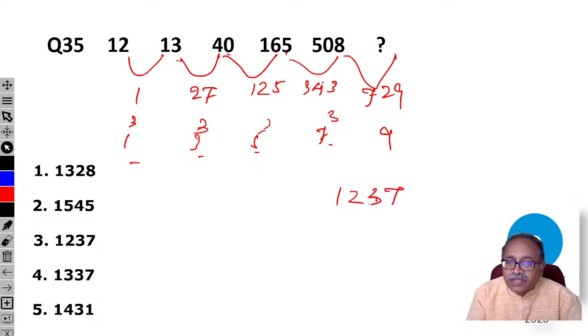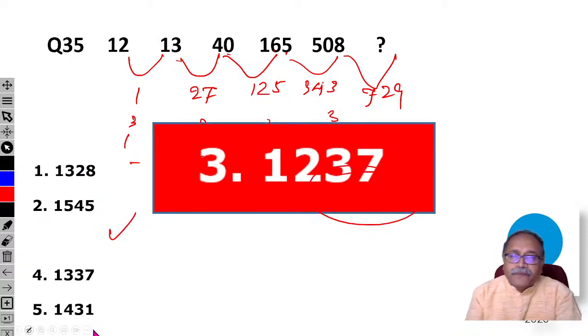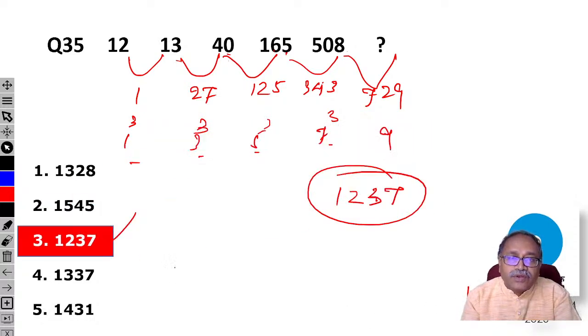1237. Madhav, please check this answer, the 1237. Yeah, that's great Madhav, that's great. And Anusha has also answered the question. Option choice 3. Yes, beautifully done it. That's the end of this SBI prelim of 2020 paper.